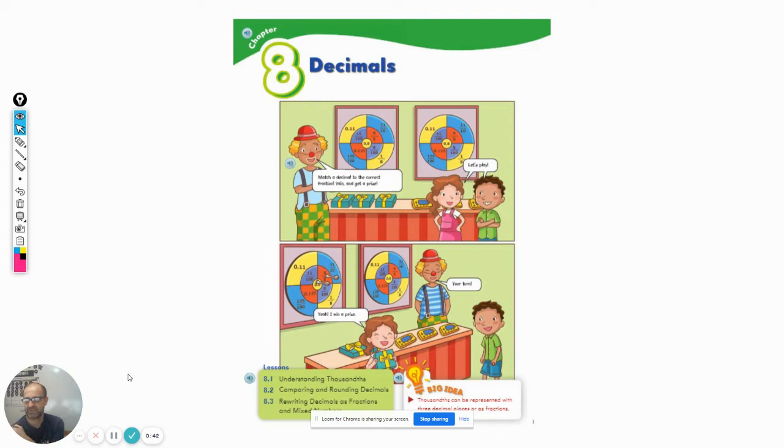Okay, you can look at this page. These are the slides that are available for you in Schoology as well. We've really only got 3 lessons in this chapter. The first one's understanding thousandths. The second one's comparing decimals. And then the third one will be rewriting decimals as fractions or mixed numbers, which I can't remember if we've done that or not.